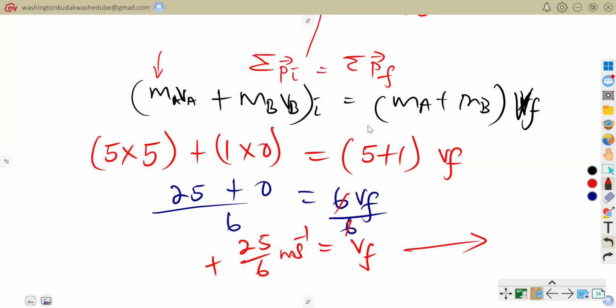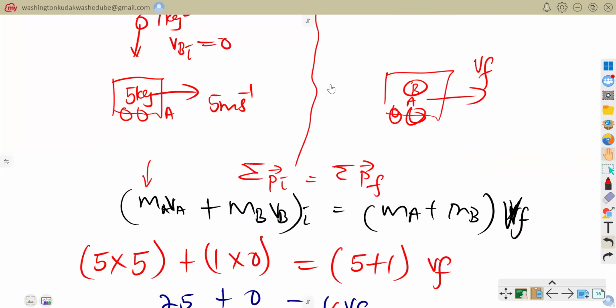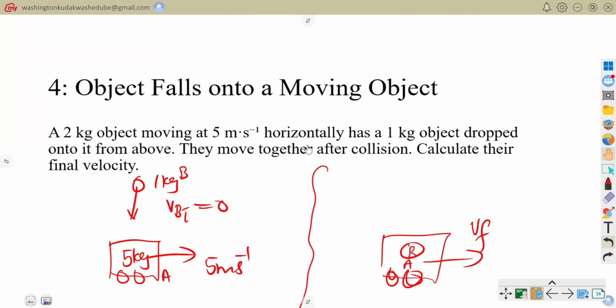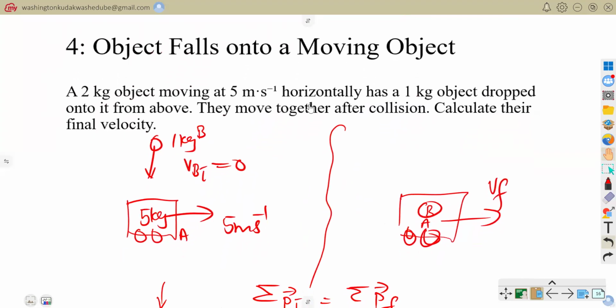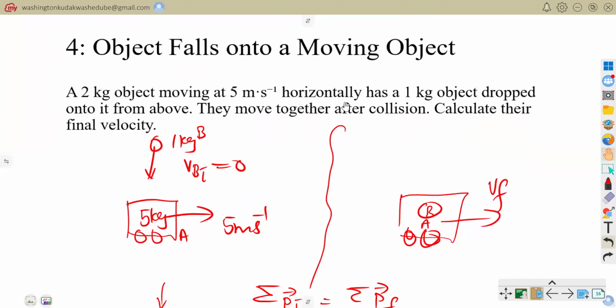So those are the 4 scenarios, or else those are the 4 problem types that we are always going to meet in our conservation of linear momentum. And that is how we attempt them, or else that is how we calculate whatsoever is missing.